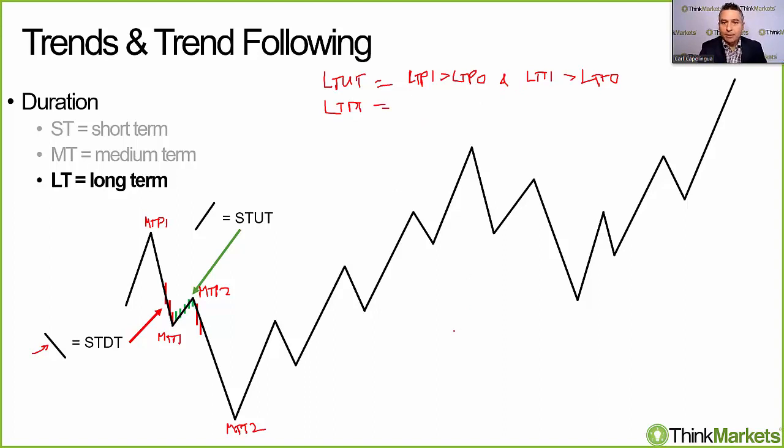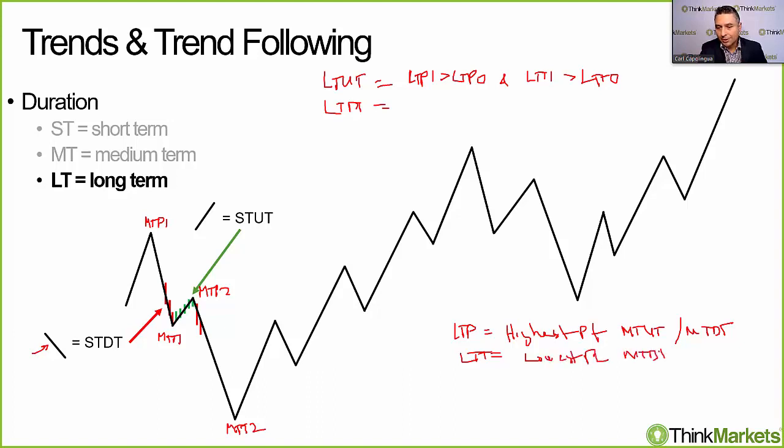Well, if you remember back, the medium-term peak was the highest point between the short-term uptrend and the short-term downtrend. The medium-term trough was the lowest point between the short-term downtrend and the short-term uptrend. Long-term peaks are pretty similar. A long-term peak is the highest point between a medium-term uptrend on its left and a medium-term downtrend on its right, and the long-term trough is just the opposite. It's the lowest point between a medium-term downtrend on the left of the long-term trough and a medium-term uptrend on the right of the trough.